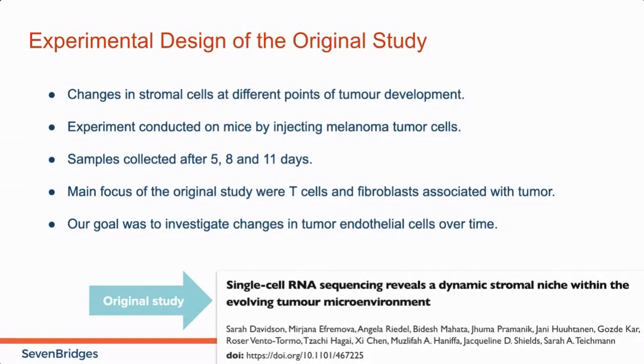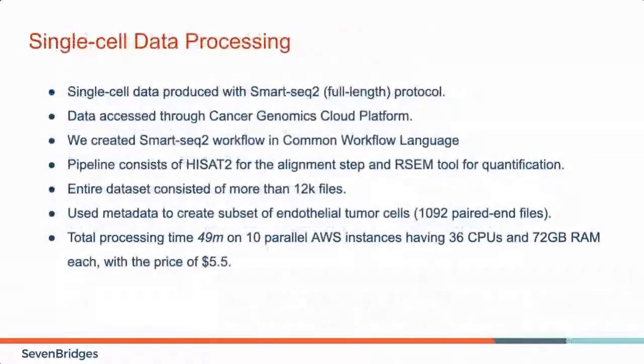They were tracking these changes in mice to whom they injected melanoma cells, and they were collecting samples after 5, 8, and 11 days after injection. And the main focus of the analysis was related to changes in development of T cells and fibroblasts. Therefore, our idea was to expand this analysis to additional cell types by investigating changes in endothelial tumor cells. Next slide, please.